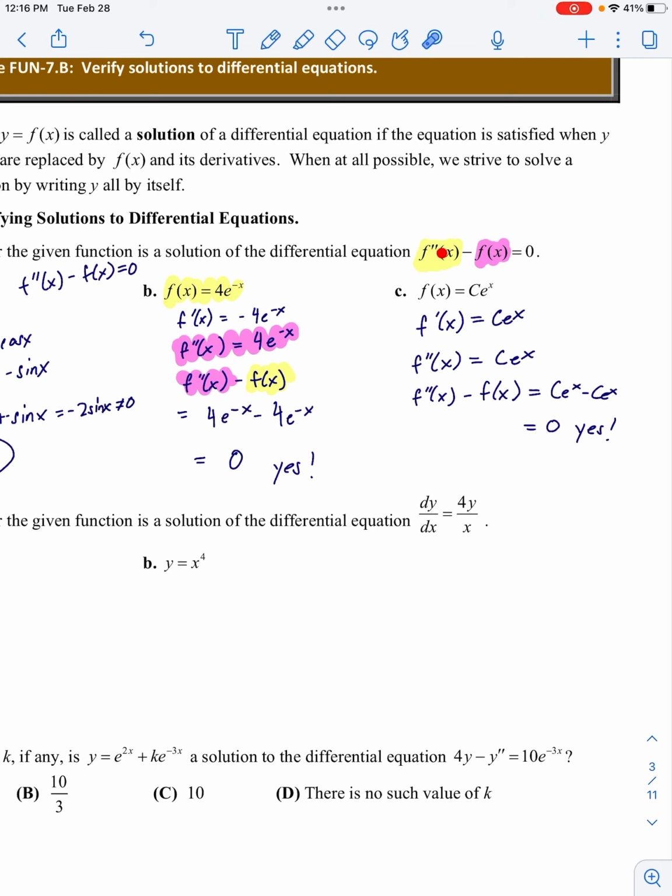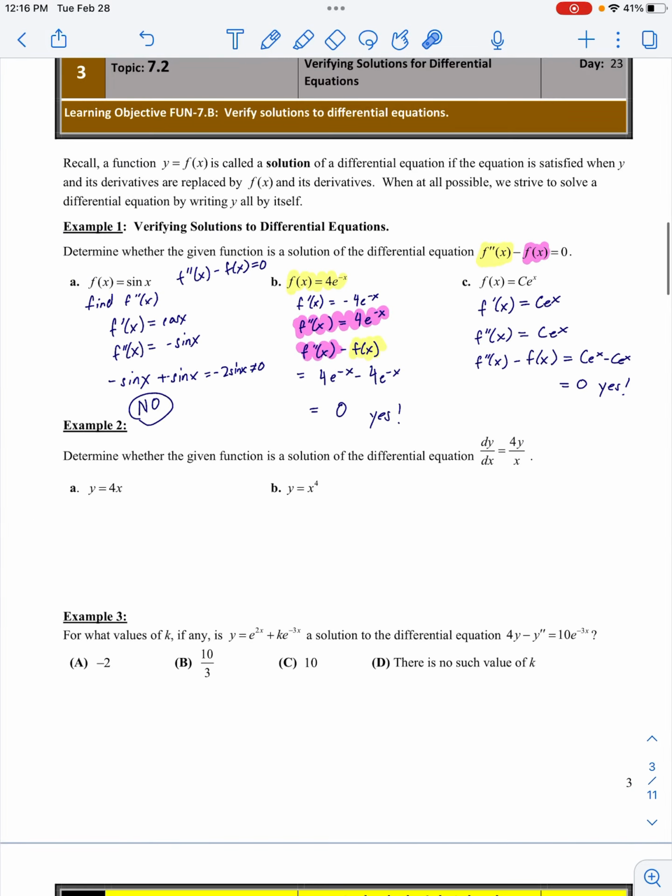So I'm literally just taking the second derivative and plugging it, along with the original function that it gave me in the problem, into this equation to see if it equals 0. If it equals 0, I write yes. If it doesn't equal 0, I write no. Okay, that's it.